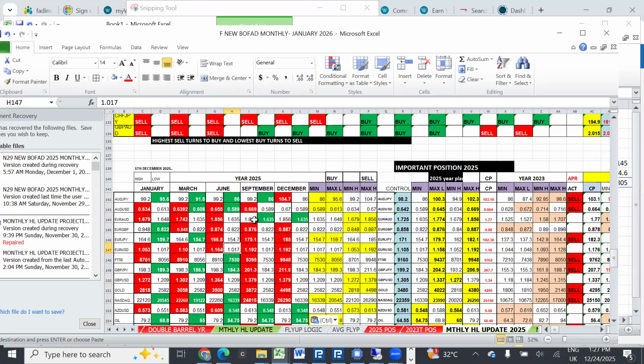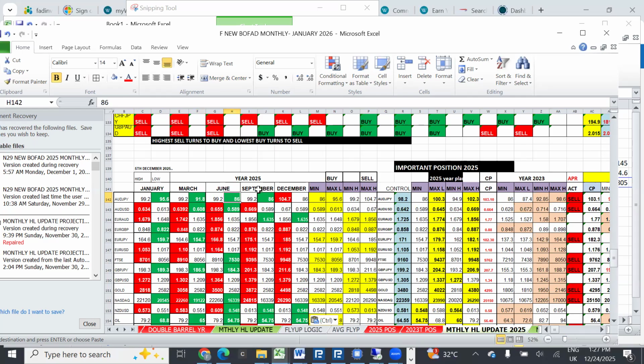So for example, look at AUD in January. Our highest price was 99.2 and our lowest price was 95.6. In March, our highest price remains the same, but our lowest price changed from 95.6 to 91.8. In June, our highest price still remains the same, but our lowest price changed from 91.8 to 86.